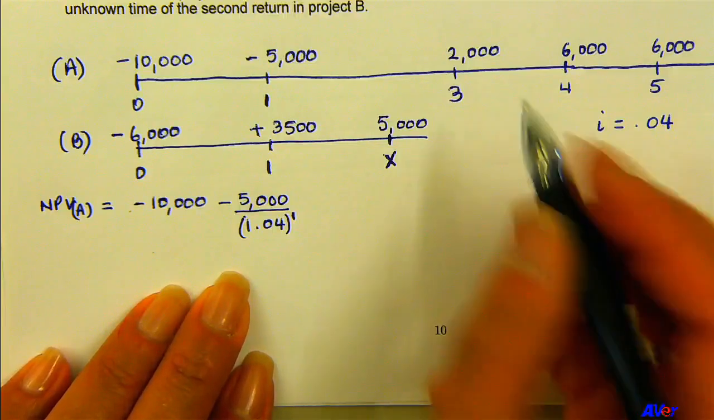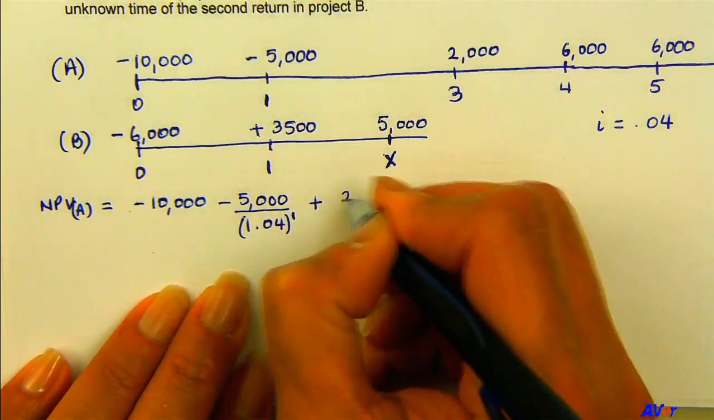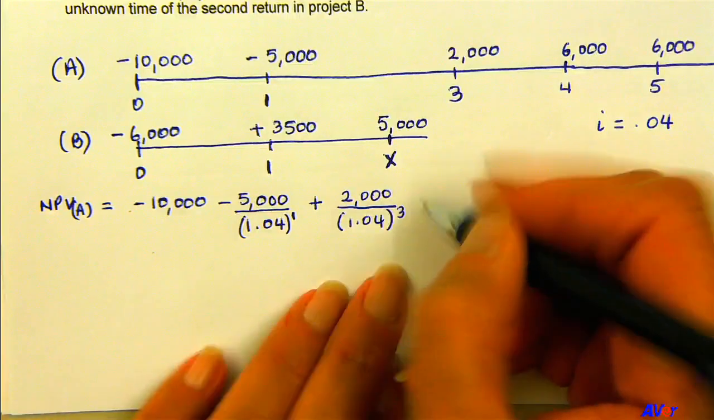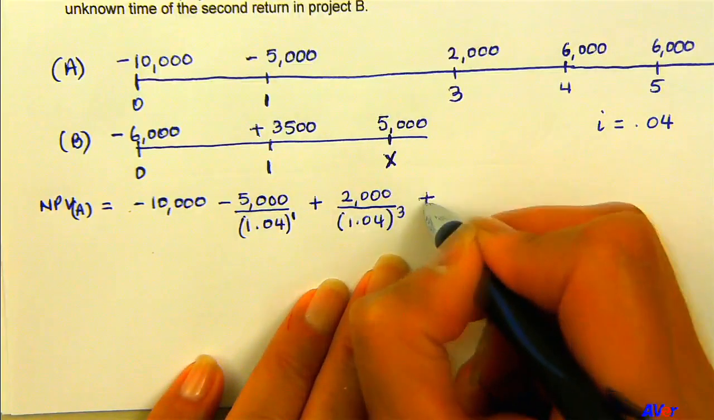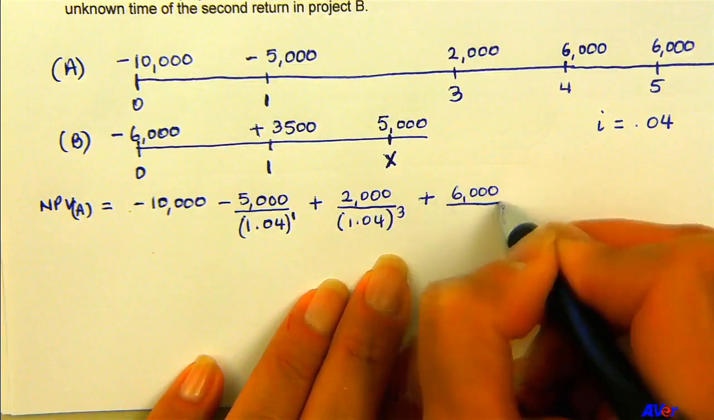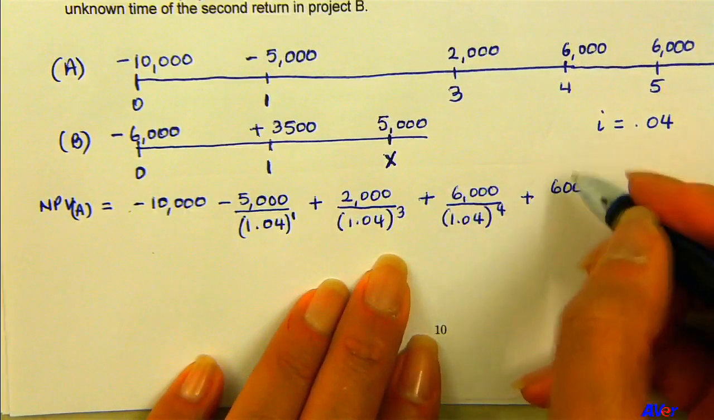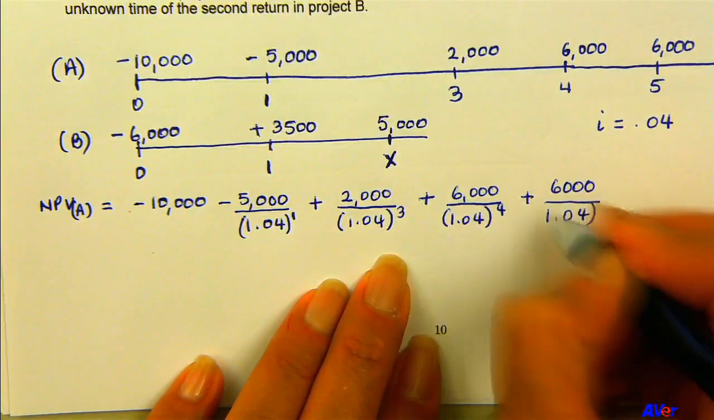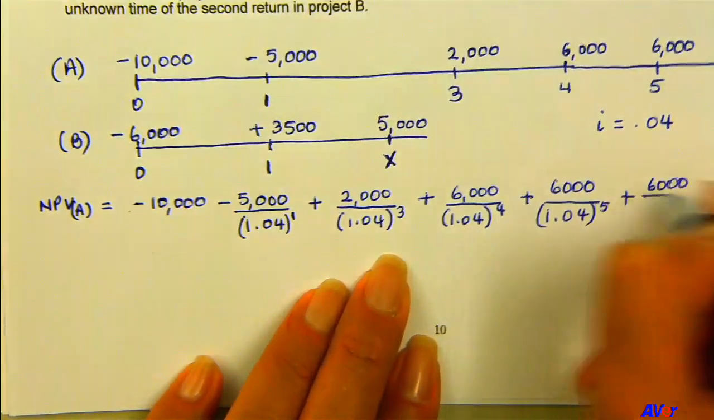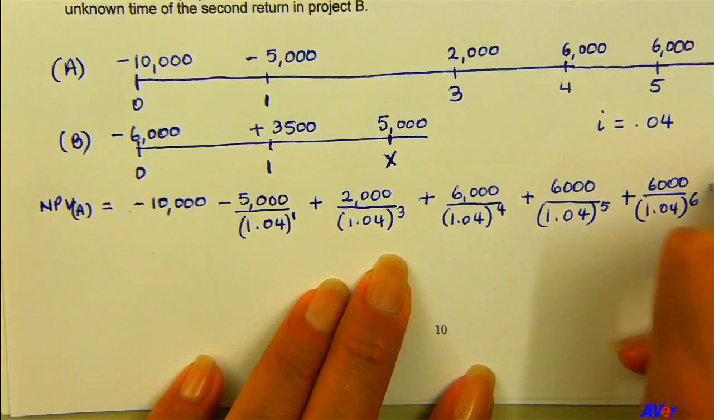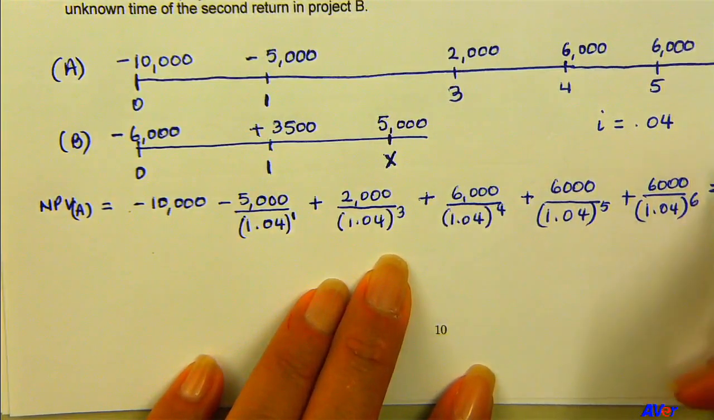Are you with me, guys? Plus 2,000 divided by 1.04 to the third power, plus 6,000 divided by 1.04 to the fourth power, plus 6,000 over 1.04 to the fifth power, plus 6,000 over 1.04 to the sixth power. And let's find that net present value. That turns out to be 1772.57. Somebody check me, okay?